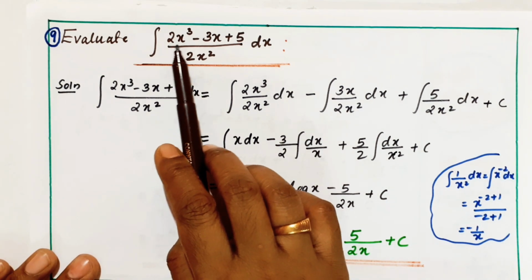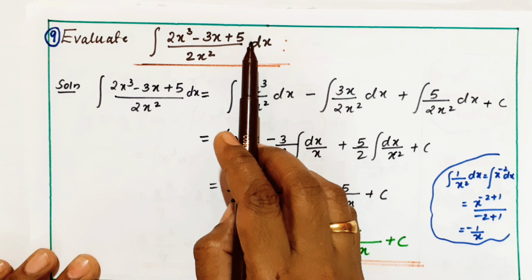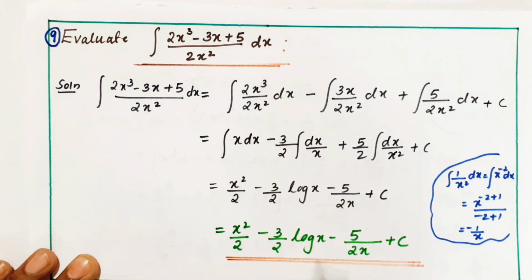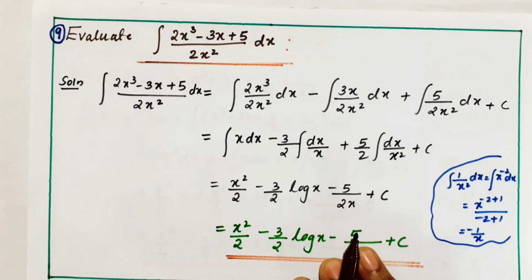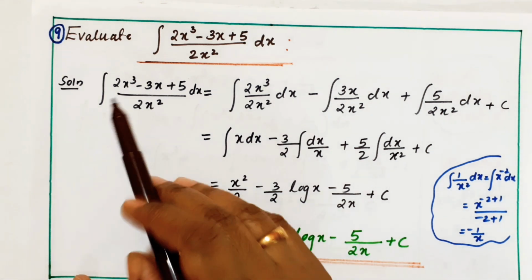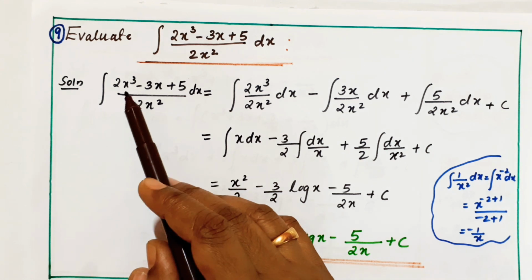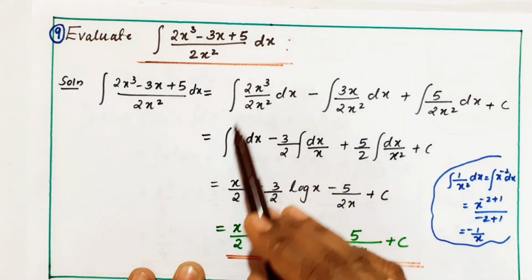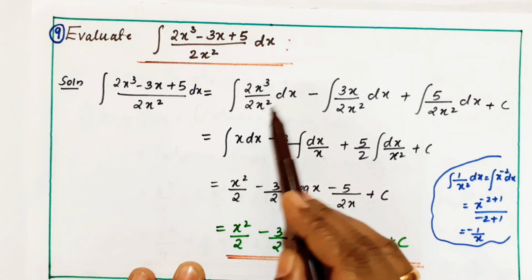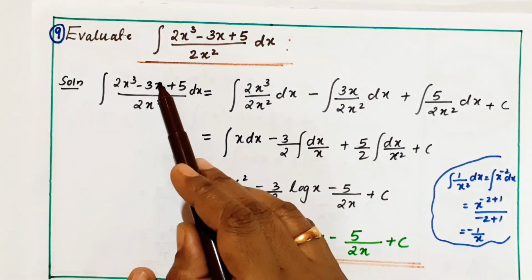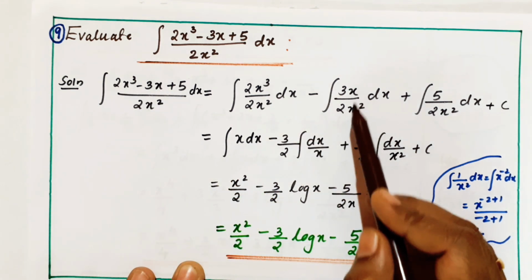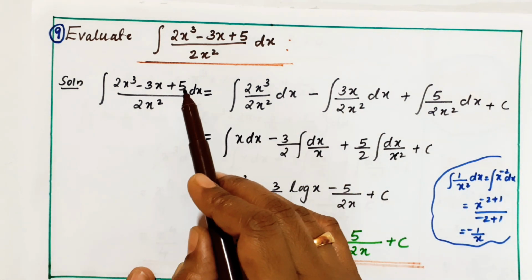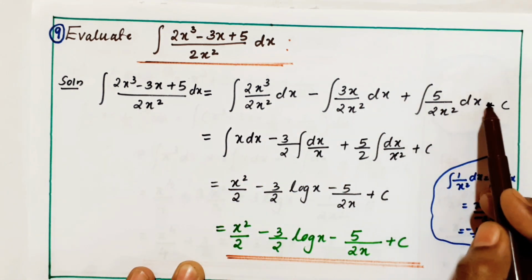Evaluate integral of 2x cube minus 3x plus 5 by 2x square dx. So here there is no trigonometric term, only variables. Right. So this question also we are doing by splitting the numerator terms. Here I am splitting all the three terms separately. First term will be 2x cubed by 2x square. So integral of 2x cubed by 2x square dx minus, second term, 3x by 2x square dx plus, third term, 5 by 2x square dx plus c.